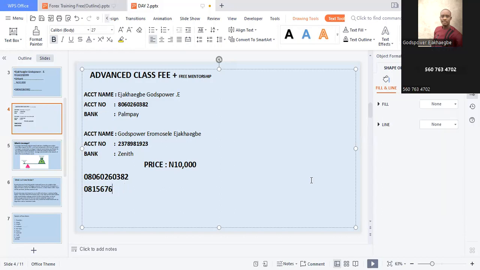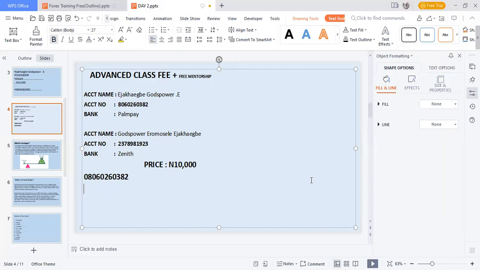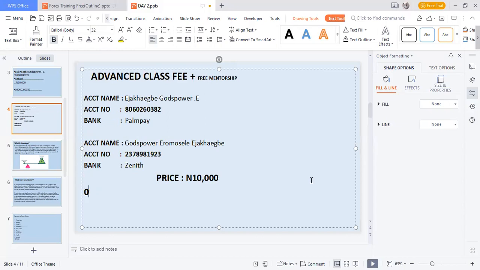Now, do you know why I decided to use PalmPay? I decided to use PalmPay because there are some people who might be having issues of bank charges and the rest. Are you with me? So anyone you pay into, that is for me.